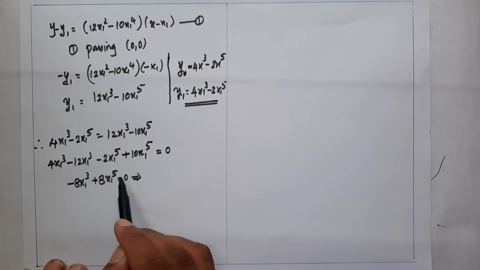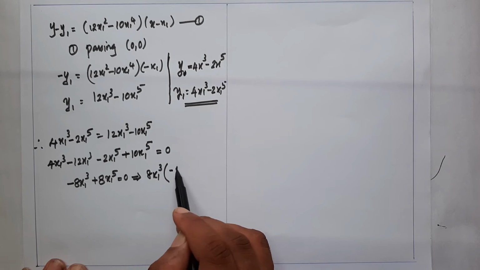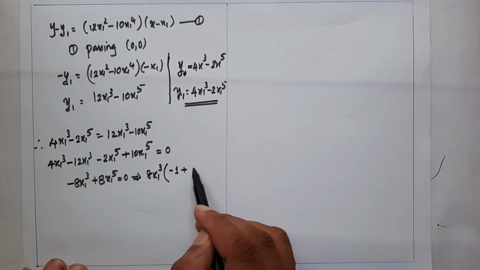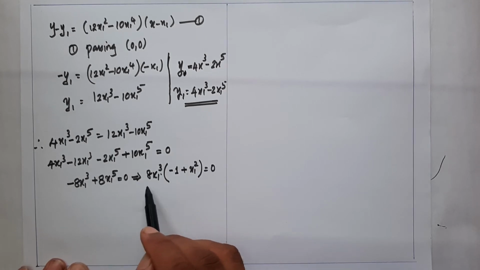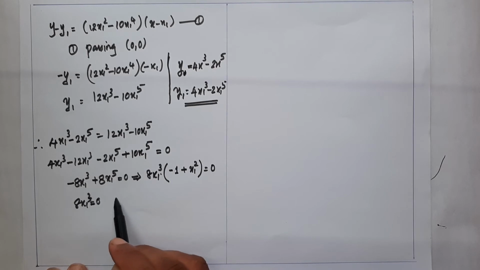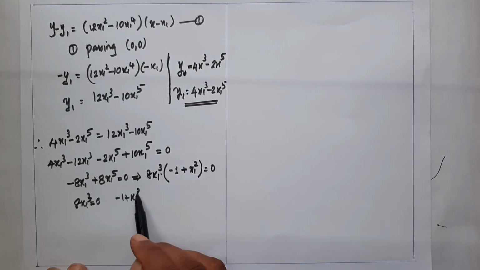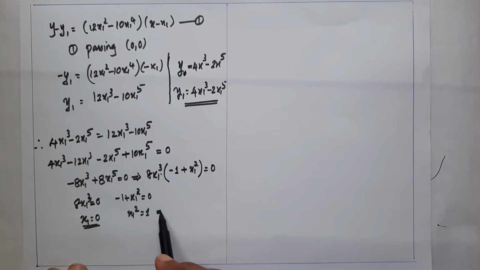That implies here the common term is 8x1 cube. Balance minus 1 plus x1 square is equal to 0. Now here the two factors' product is 0. Using the zero factorization theorem, either 8x1 cube equals 0 or minus 1 plus x1 square is equal to 0. Therefore x1 is equal to 0 and x1 square is equal to 1. That implies x1 is equal to plus or minus 1.